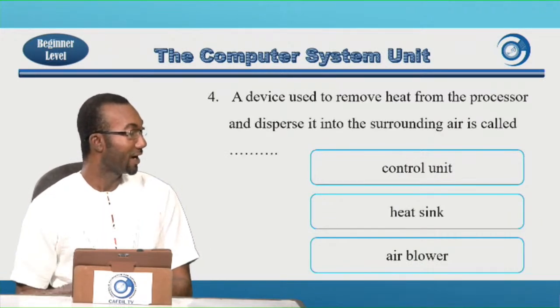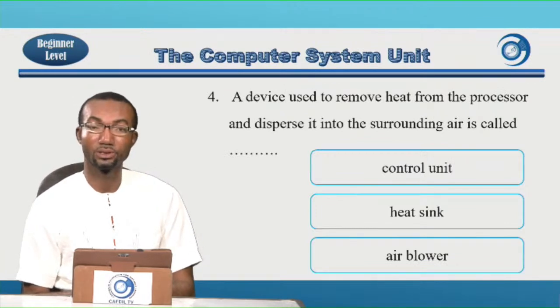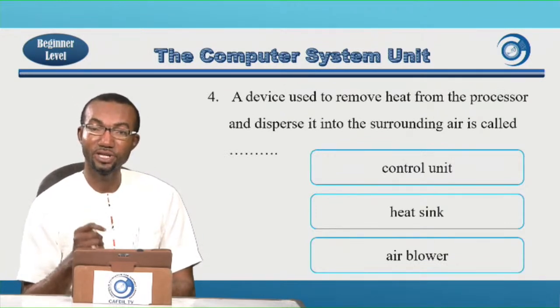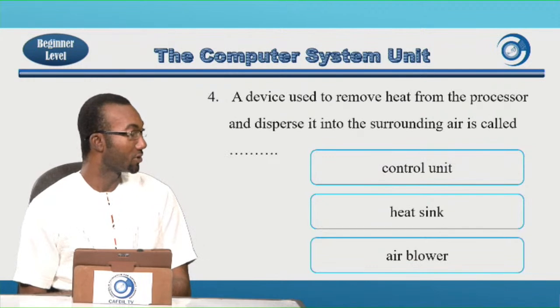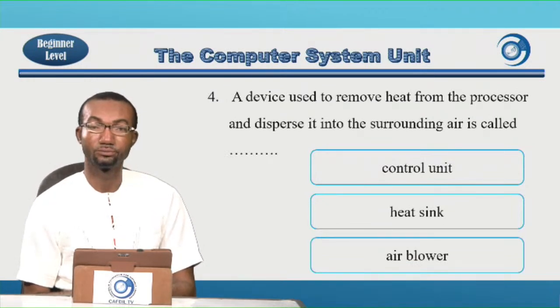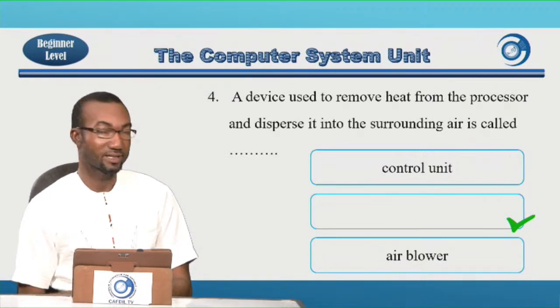4. A device used to remove heat from the processor and disperse it into the surrounding air is called: you have control unit, you have heat sink, and you have air blower. Good. The answer is heat sink. So the heat sink removes heat from the system unit.